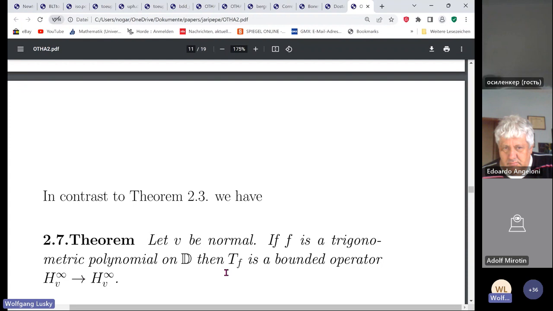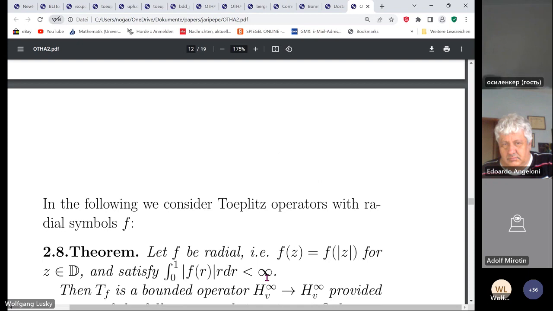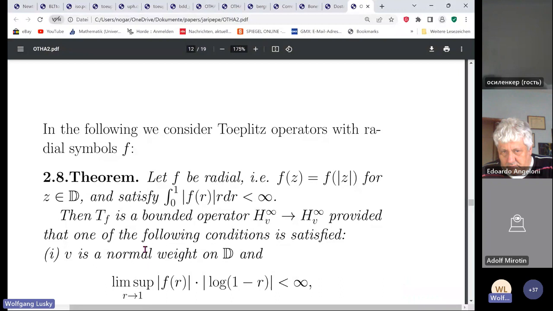And so this gives rise to go over to Toeplitz operators with radial symbols. And this means just functions such that f of z is the same as f of modulus z, like the standard weights, for example. Now I want to satisfy this integrability condition, and this guarantees that the defining integral of the corresponding Toeplitz operator makes sense. And now it becomes a bounded operator with respect to the weighted sup norm, provided we have this condition, for example. V should be a normal weight, and we should have this boundary condition for f. Now, if r tends to 1, this logarithm tends to infinity, so f of r then has to tend to 0, but in a relatively slow way, just logarithmically.